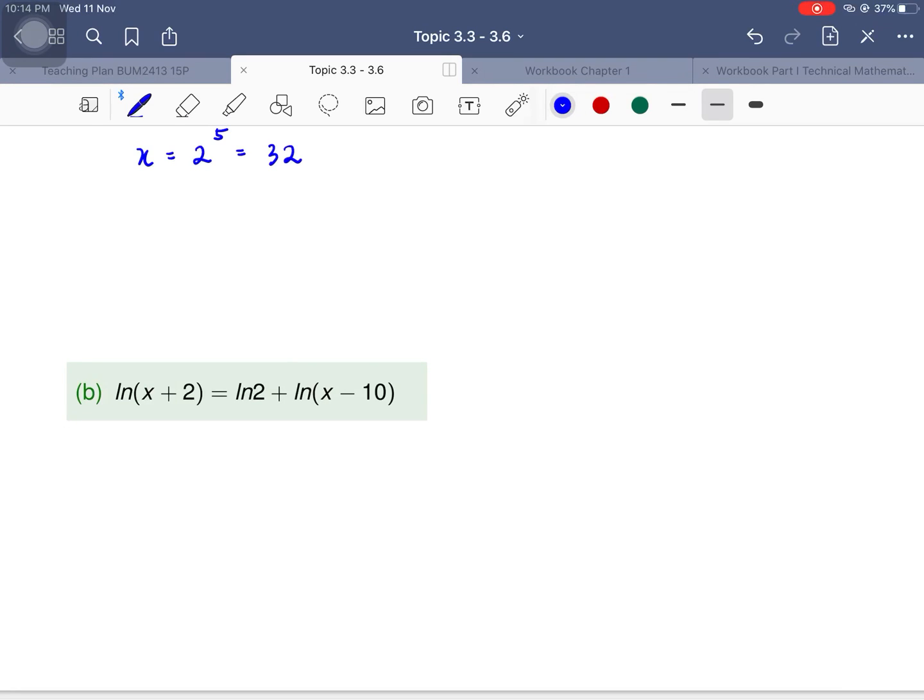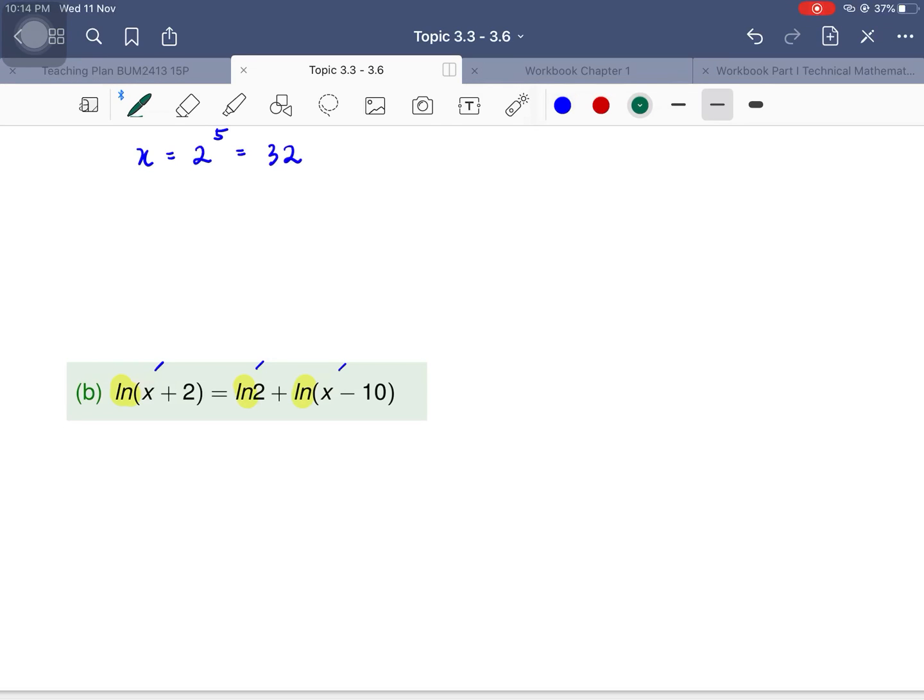And for the case of b, it's not going to be as simple as what we have seen before, because here I have 3 different logs. But the good news is that all of them already have the same base. So this is log e, and log e. Therefore, we can do the operation right away. So what I'm going to do is rearrange them.